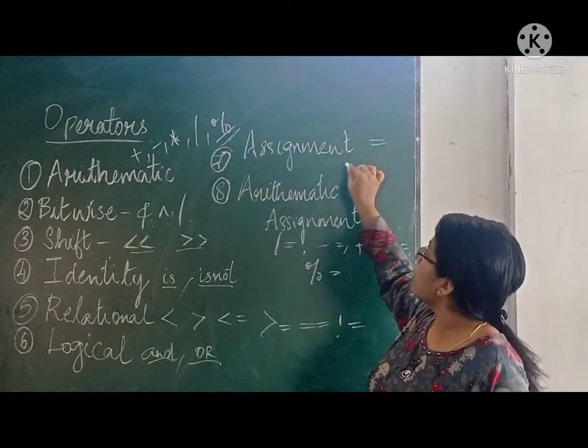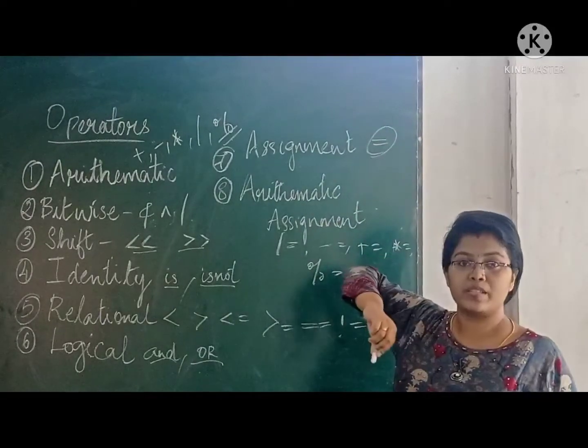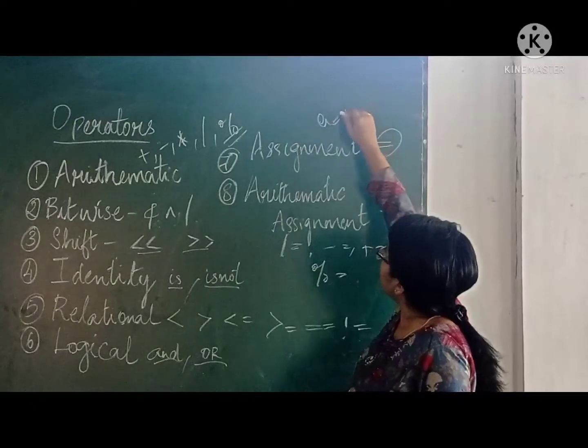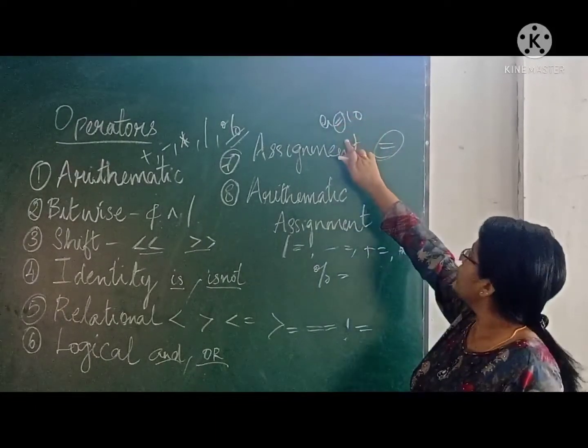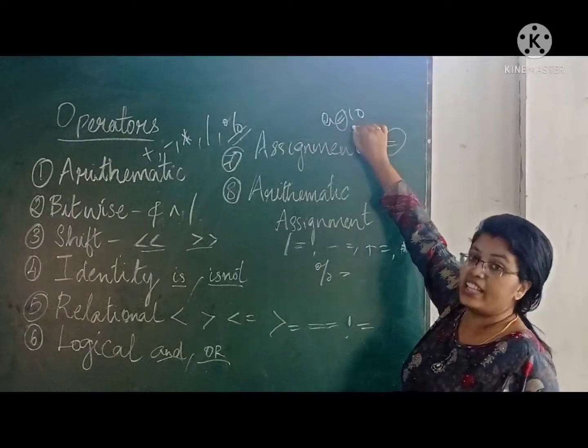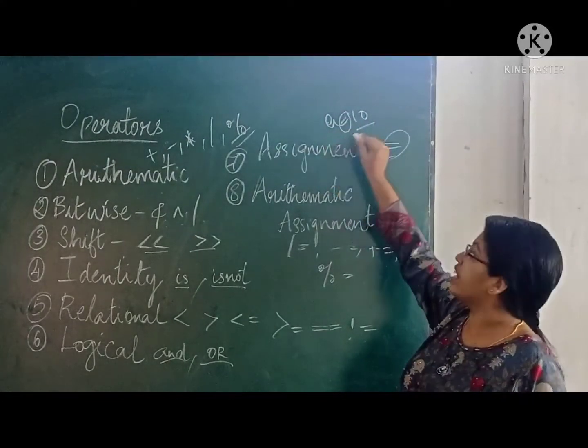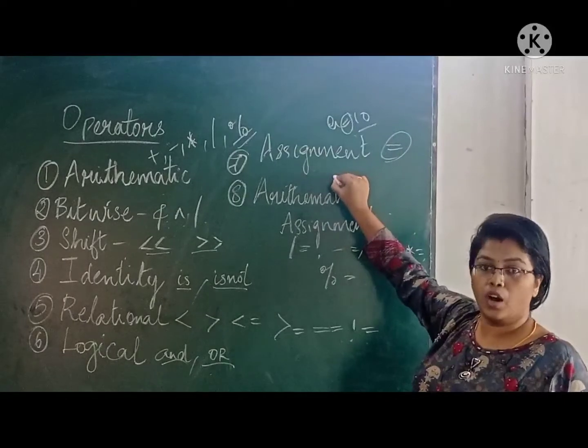Next one is assignment operators. We are using the equal to symbol to assign, which means A equal to 10. Here we are using the equal to symbol, which means we are assigning the value 10 to A. For that we are using the operator equal to, that is the assignment operator.